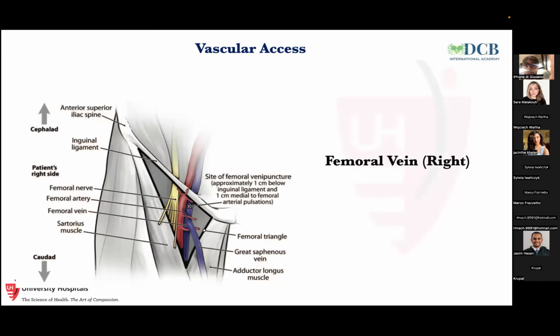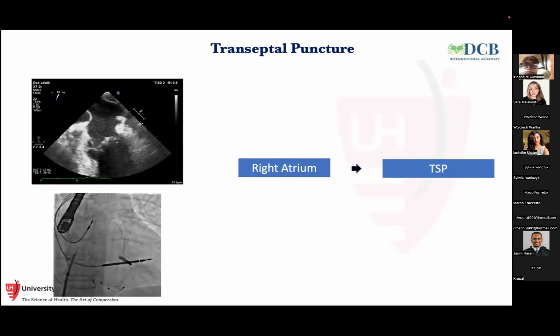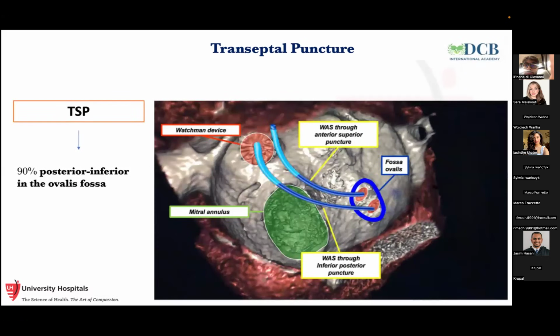We take a femoral vein. We arrive in the right atrium, as you can see from the TEE and angio images. We perform a transseptal puncture because we want to go to the left atrium. In 90% of the cases, we perform a posterior inferior transseptal puncture in the fossa ovalis. You can see from the images what the reason is.